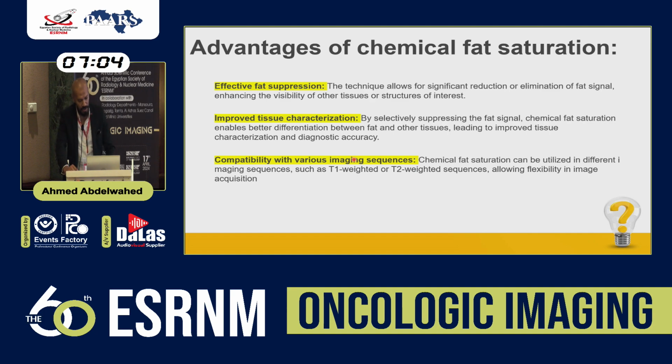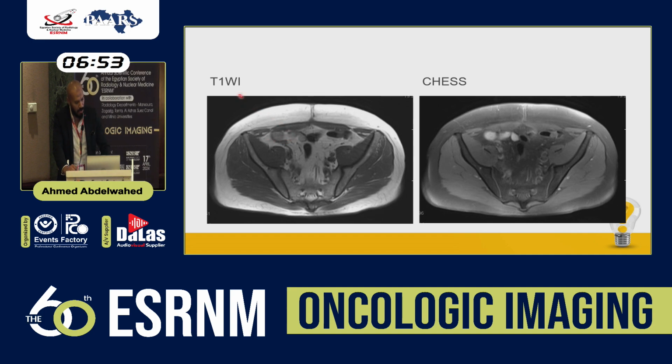What are the advantages? It has effective fat suppression, improved tissue characterization, and it's compatible with various imaging techniques like T1 and T2 weighted sequences. Here's an image for CHESS or the chemical shift suppression. We can see complete suppression of the subcutaneous fat and the bone marrow from the iliac bones.